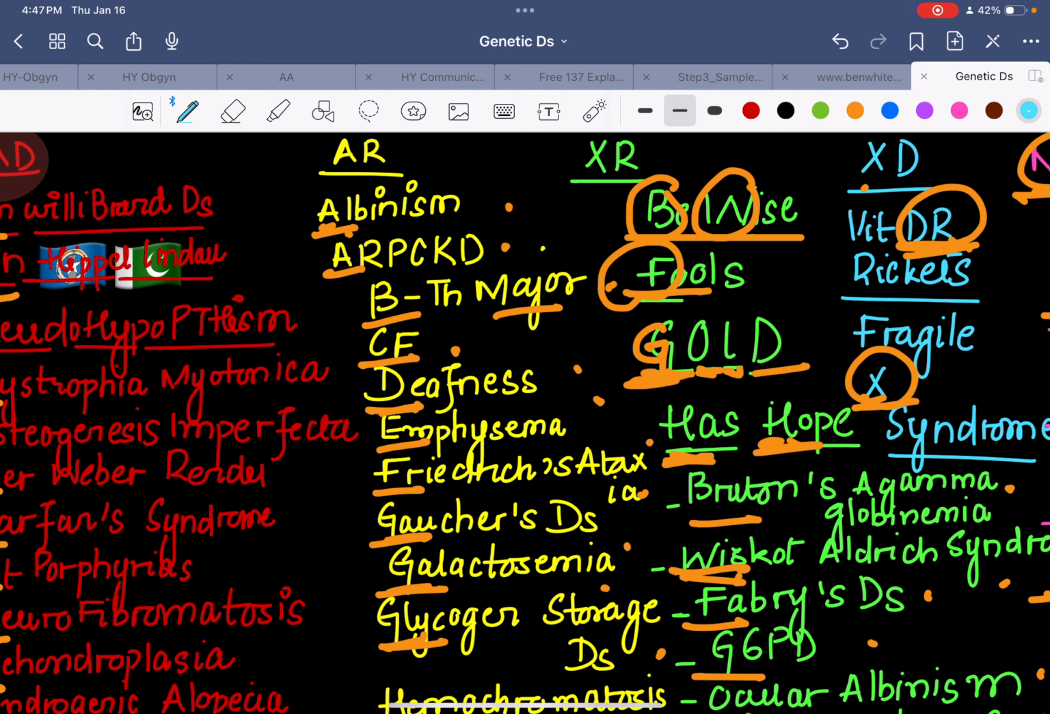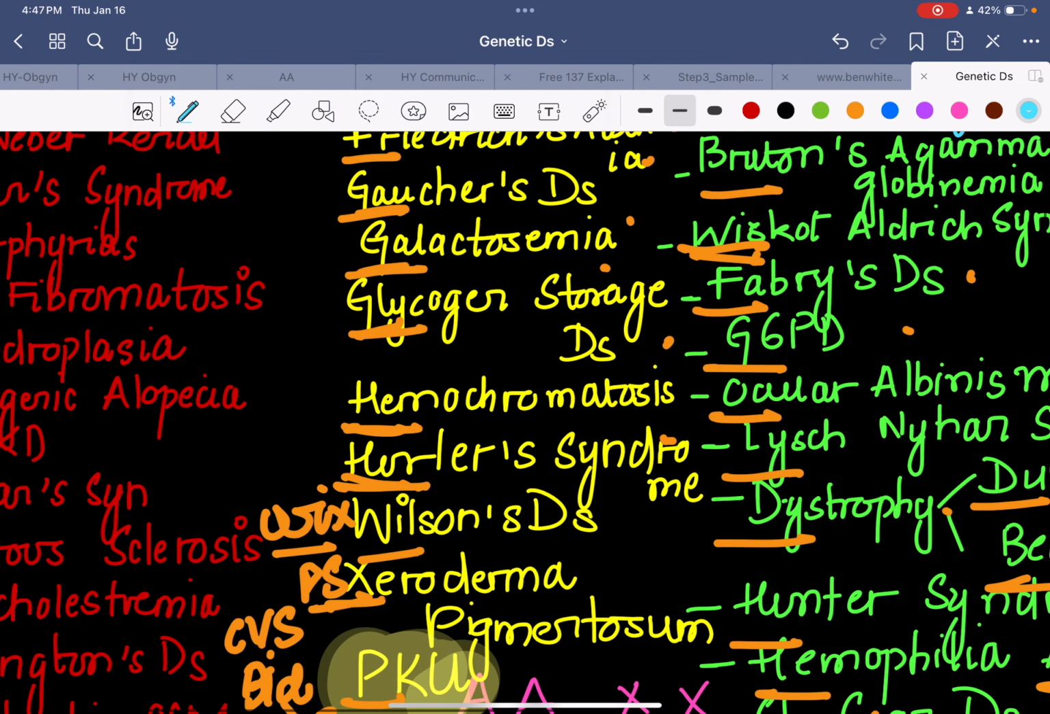A is for albinism. A is for autosomal recessive polycystic kidney disease. B, beta thalassemia major. C, cystic fibrosis. D, deafness. E, emphysema. F, Friedreich's ataxia. G, Gaucher's disease. G, galactosemia. G, glycogen storage diseases. H, hemochromatosis.